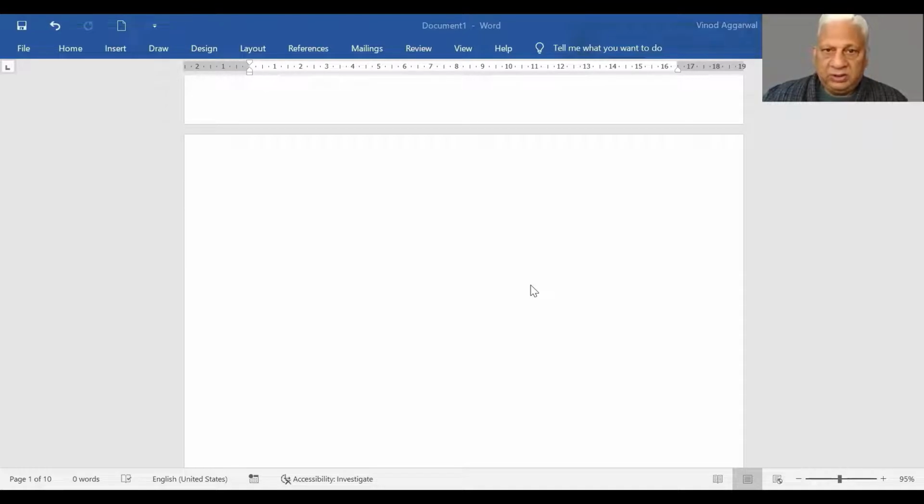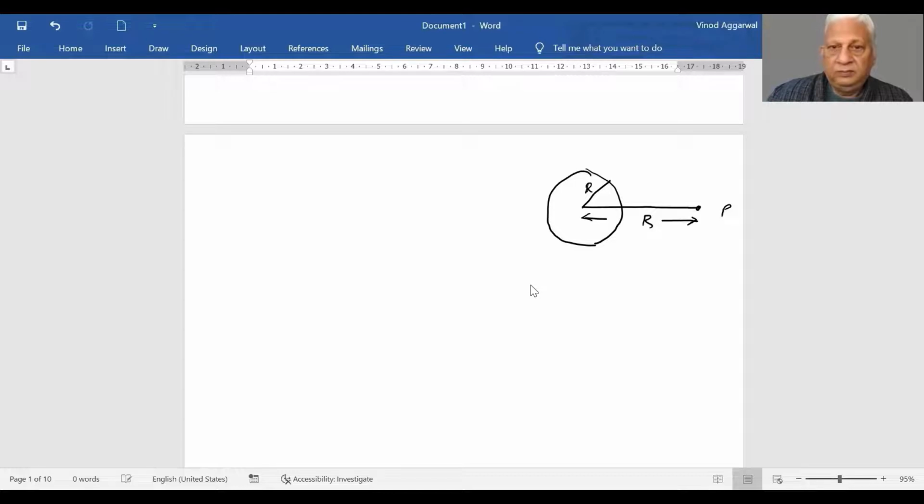Now let us consider a sphere of radius r and there is a point P at a distance of r from the center. Now we try to calculate potential at this point as well as field at this point. So what we do is we make a table.